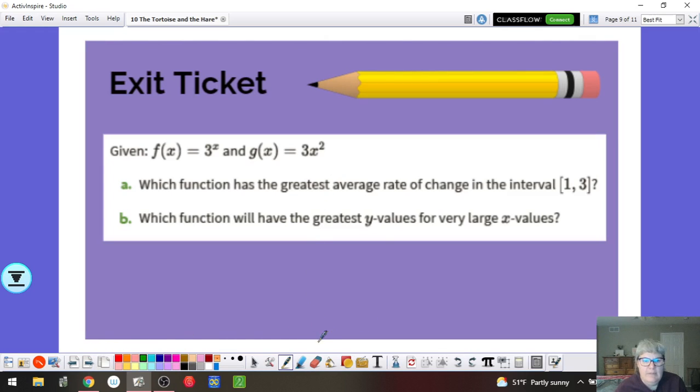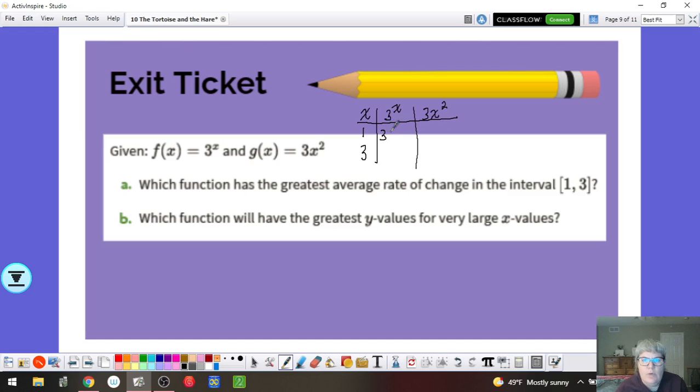So then we have this exit ticket. Given f of x equals 3 to the x and g of x equals 3x squared, which function has the greatest average rate of change in the interval 1, 3? So what we did in class was we created a table where we had the x values 1 and 3. We had the functions 3 to the x and 3x squared, and we found the values for each function at 1 and at 3 so that we could determine which one had the greatest average rate of change.